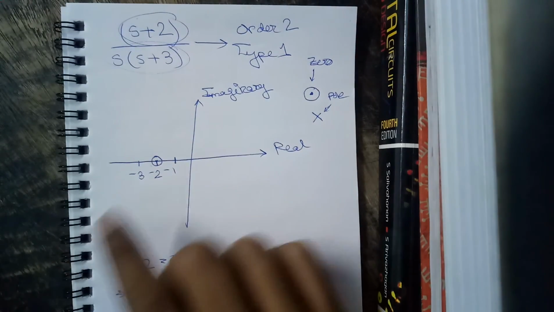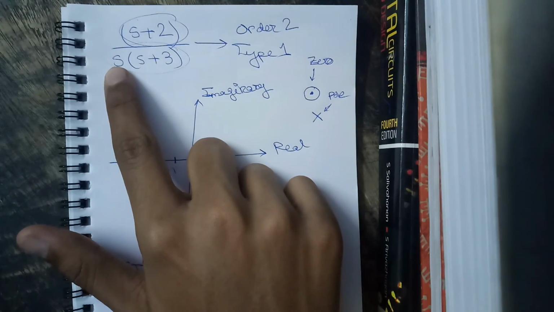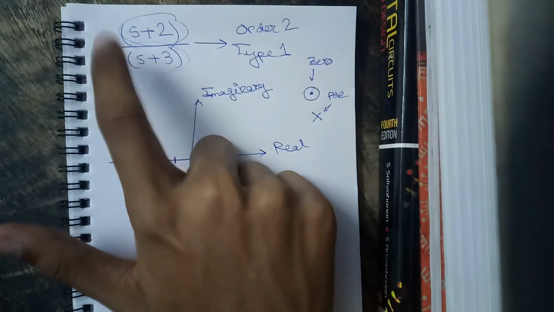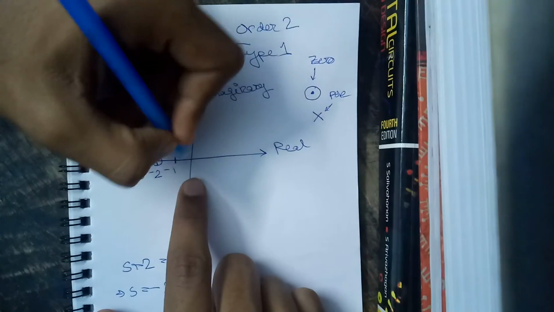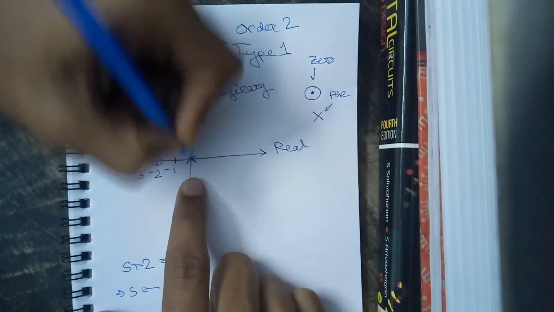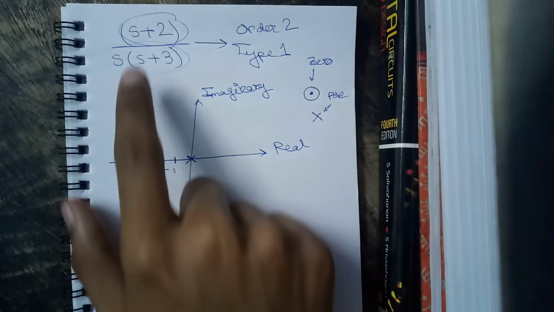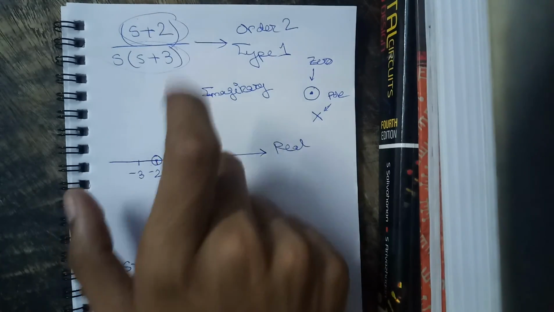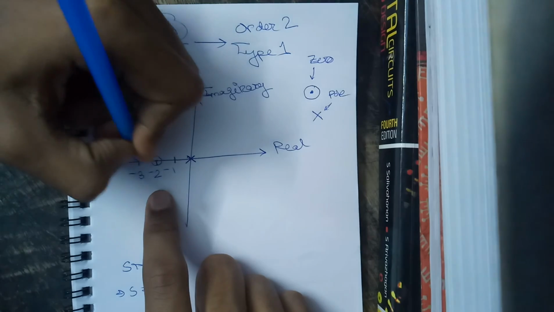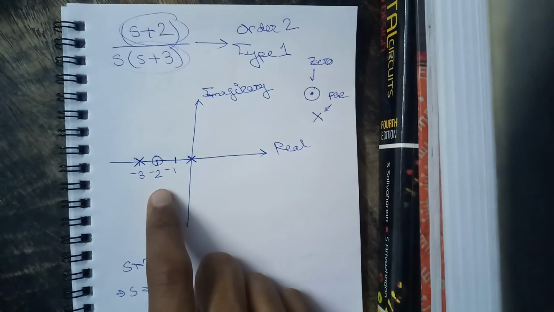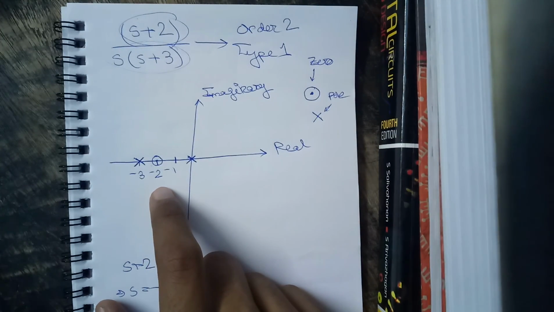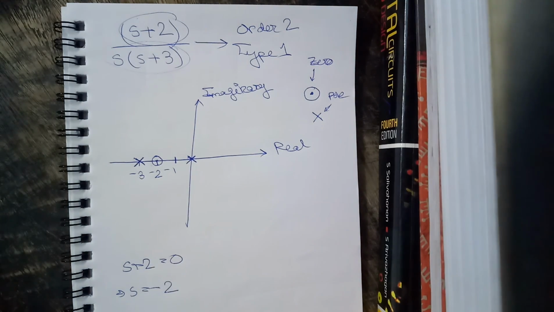Where do we have a pole? S equal to 0, because this factor s is equated to 0, so we have a pole at s equals 0. Where else do we have a pole? S plus 3 equal to 0, or s equal to minus 3, we have a pole. So we mark a pole here. This is how we plot the pole zero map of any system. We can solve one or two more examples in the corresponding videos and it'll be more clear how to solve it. Thank you for watching.